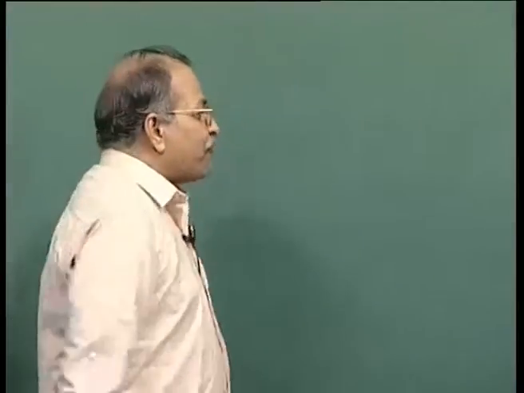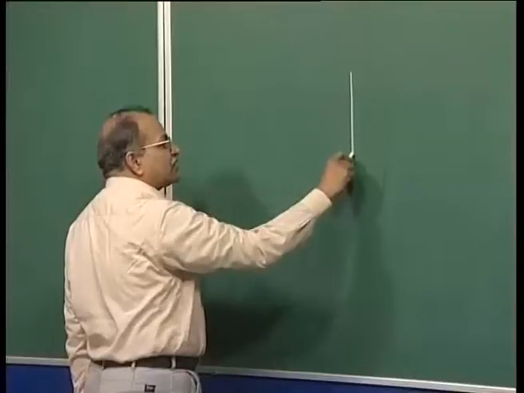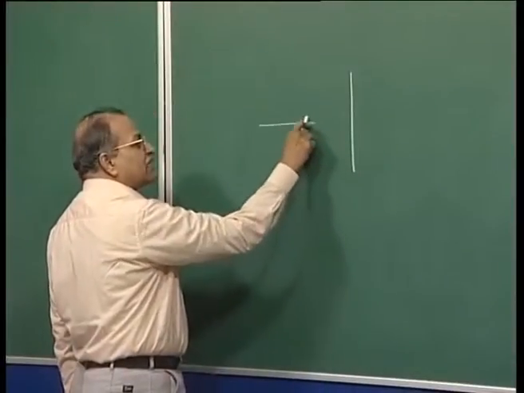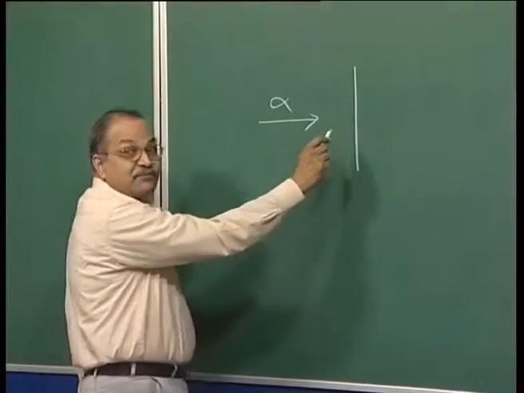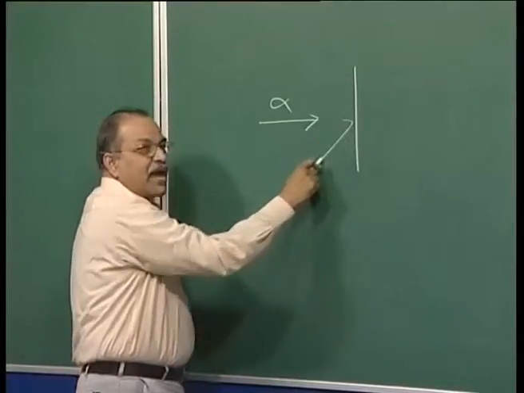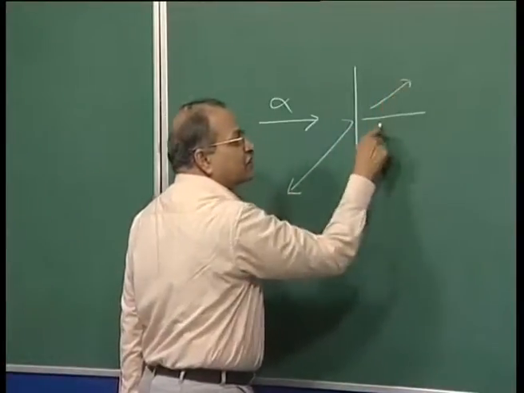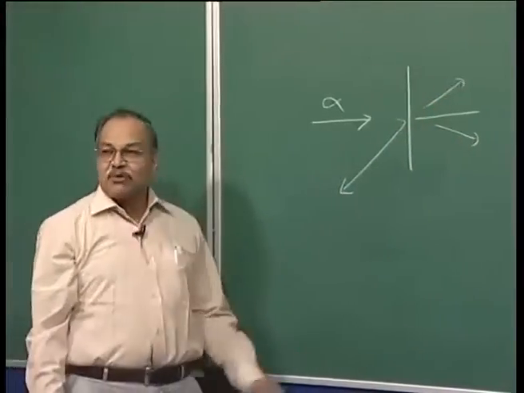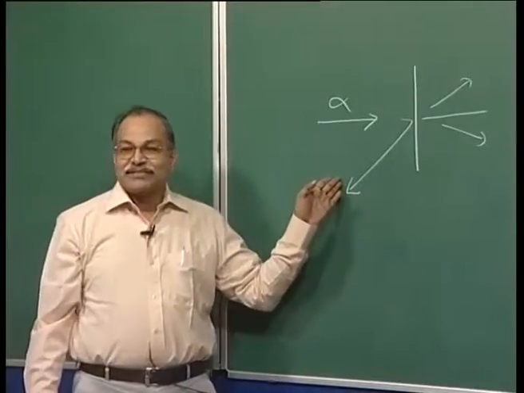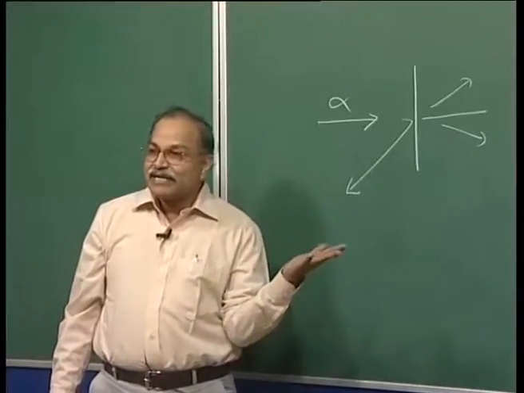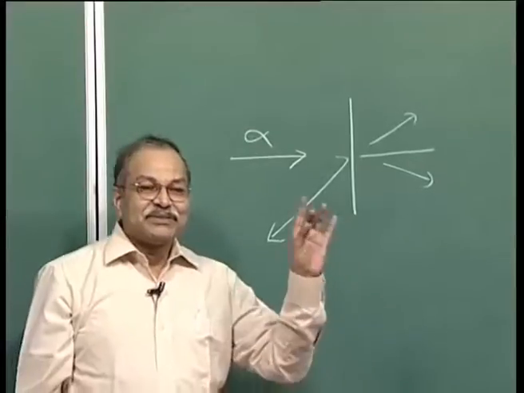So, some foil was there. I will show you a slide. A metal foil was there, and alpha particles were going, and these alpha particles interacted with the atoms here, and then they came back. Most of them were going in the forward direction, but some of them came back, and from there it all started. I will just show you a slide which I have on the PowerPoint.